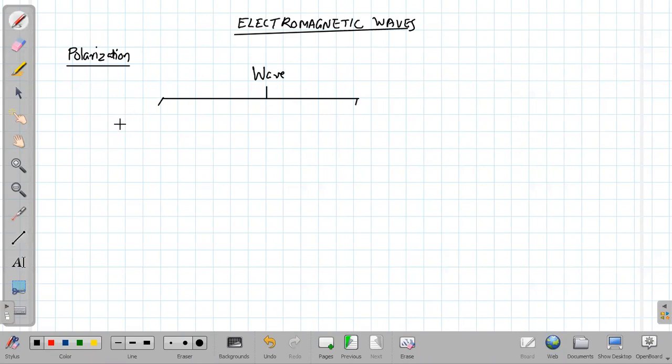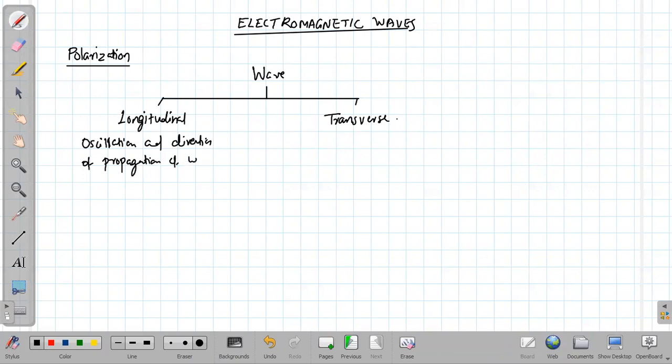So one is called longitudinal wave, and the other one is called transverse wave. So in longitudinal wave, the direction of oscillation and the wave propagation are along the same direction. Oscillation and direction of propagation of wave along the same line.